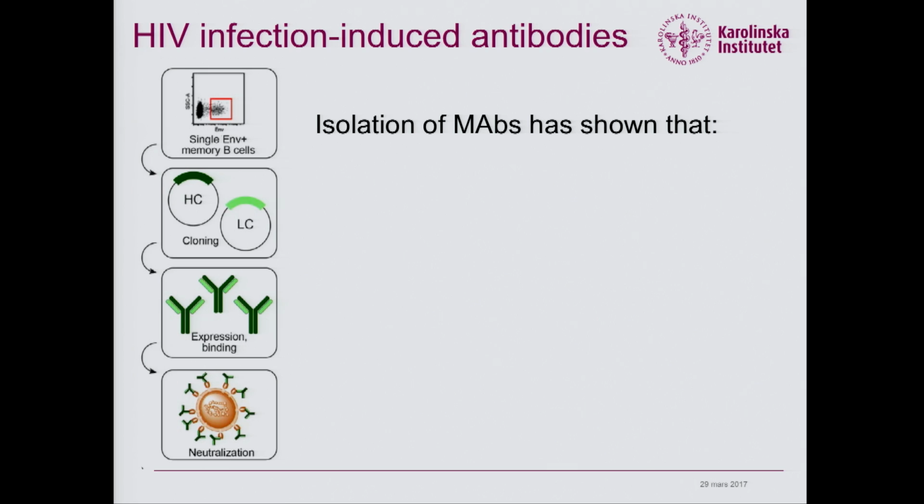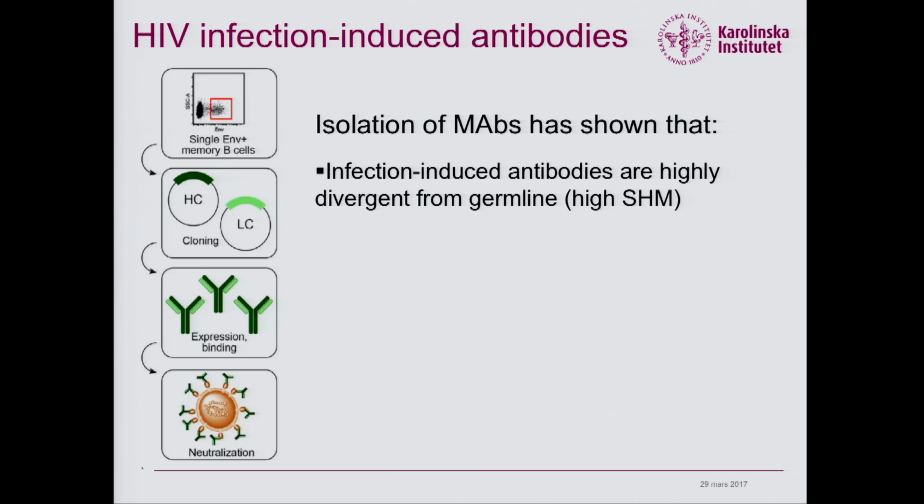Isolation of antibodies at the monoclonal level have really shown us how unusual HIV antibodies are. They're extremely diverged from germline, and that is of course a consequence of a very extended chronic infection. So they have high levels of SHM in general. You can also see in chronic infection that these antibodies are often highly expanded. Individual clonal families are very expanded.